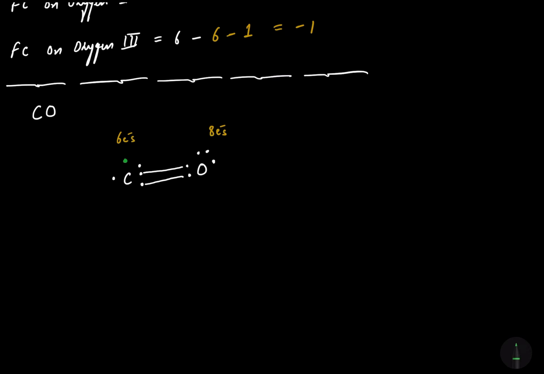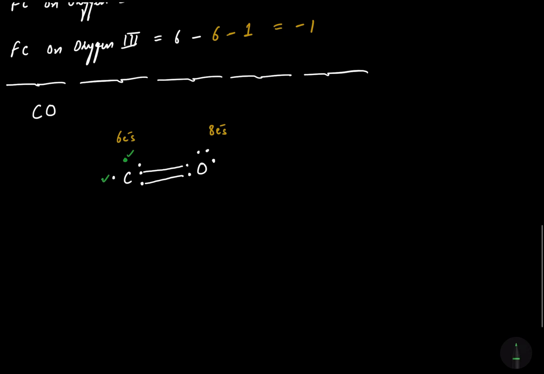Now I'm counting for carbon. Number 1 electron, 2, 3, 4, 5, 6, and 7. Now the carbon has 7 electrons in its outermost shell. Now let's count the valence electrons for oxygen after the formation of 2 bonds and after the donation of 1 electron. That's 1, 2, 3, 4, 5, 6, and 7. Now oxygen is also having 7 electrons in its outermost shell.